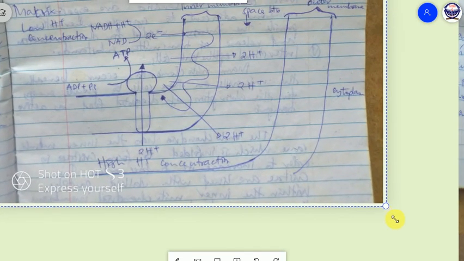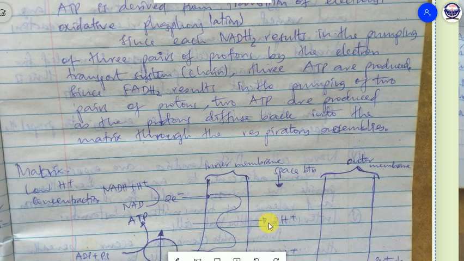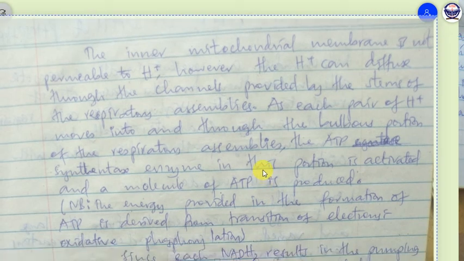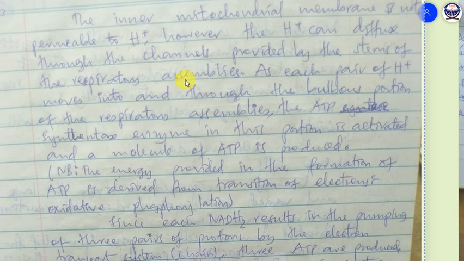Kwa hiyo tunakuwa tuna protein tatu ambazo zina act kama proton pump, zikipump proton. Hizo protein zikipump proton zinaongezeka kwenye intermembrane space. Then after there tunakuwa tuna nini? Tunakuwa tuna a lollipop-like structure ambayo inakuwa ina hole pale katikati kwenye stem, lakini kule mwishoni ina nini? Ina ATP synthase ambayo ina catalyze formation of ATP. So ninachokisema ni kwamba the inner mitochondrial membrane is permeable to hydrogen. Is not.